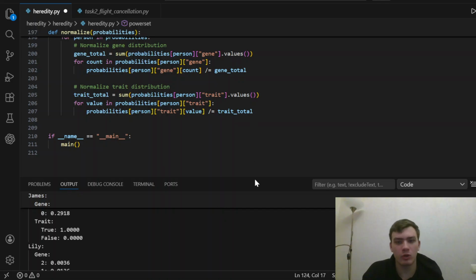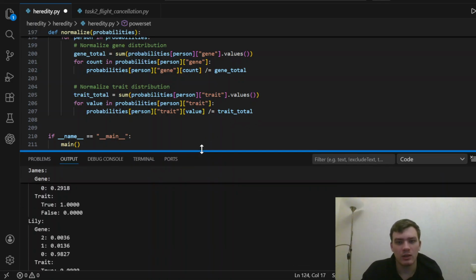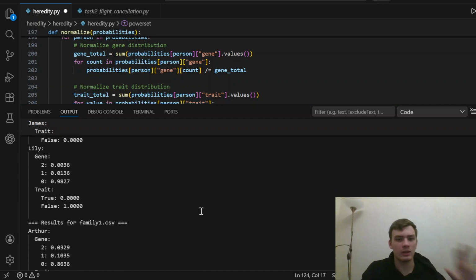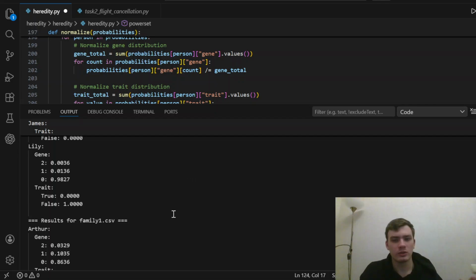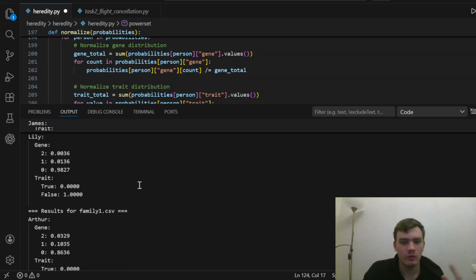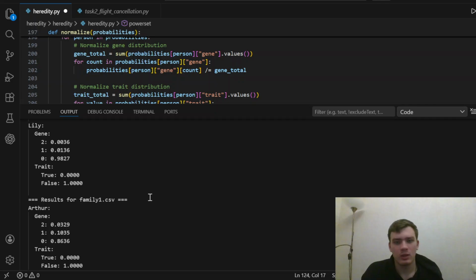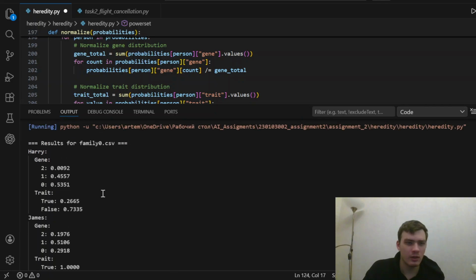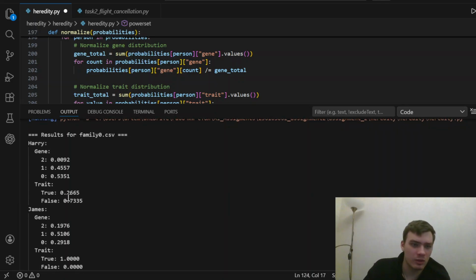So in the program's process, all three families have trait equal to 1. We know this for certain, so trait true is 1. Lily has trait 0 and it's false. Harry is unknown. The program calculated here 45% for one copy. So about a 27% chance, almost, that he will have the hearing disease.